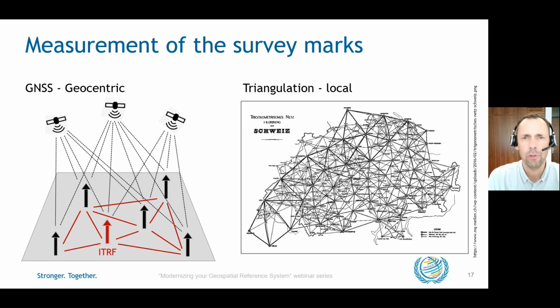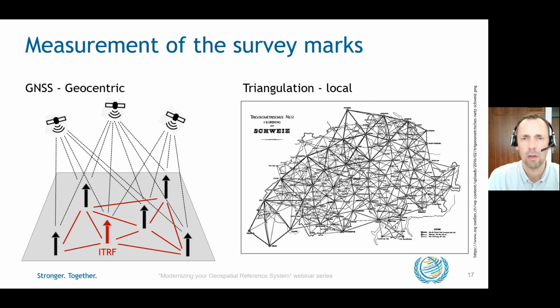Now we show two different ways how the measurements are carried out. The first, as shown on the left, is using GNSS to make geocentric observations. The second, as shown on the right, is using triangulation, a point-to-point terrestrial measurement propagation from one marker to another.